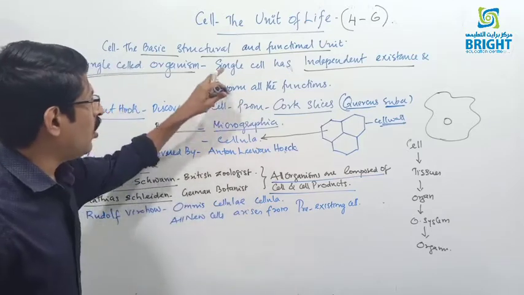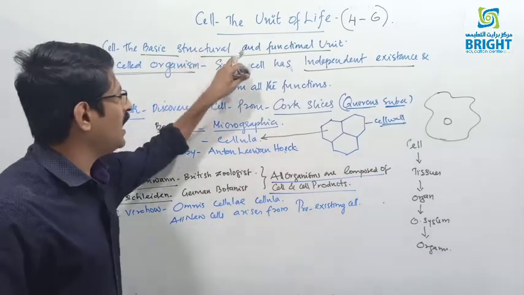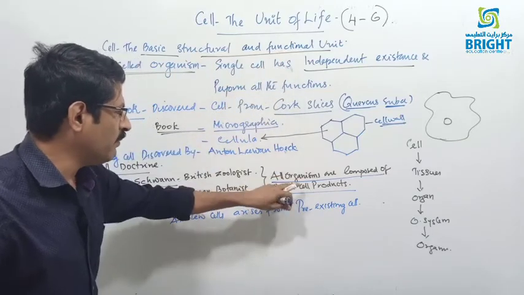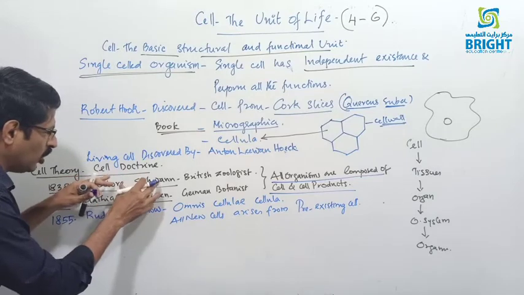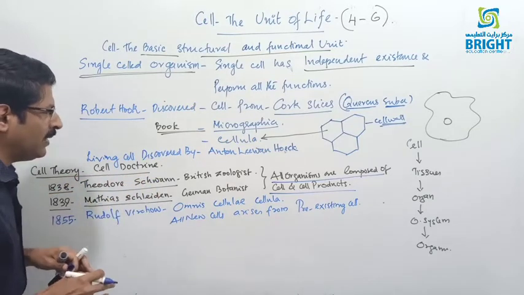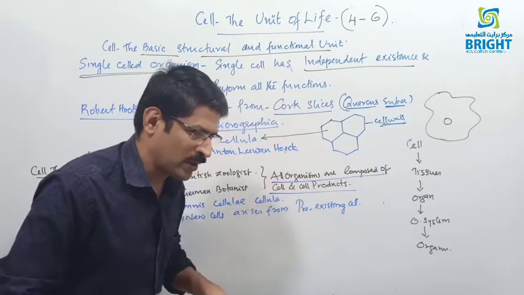And that's why we always say the statement that cell is the basic structural and functional unit of life. That comes from the first postulation of cell theory proposed by Theodor Schwann and Matthias Schleiden: all organisms are composed of cells and cell products.